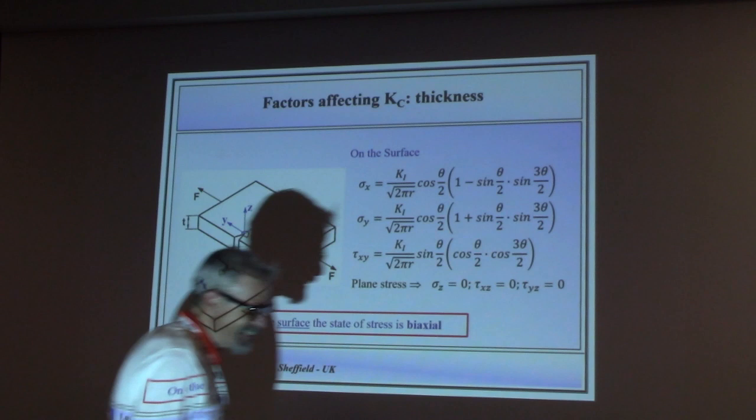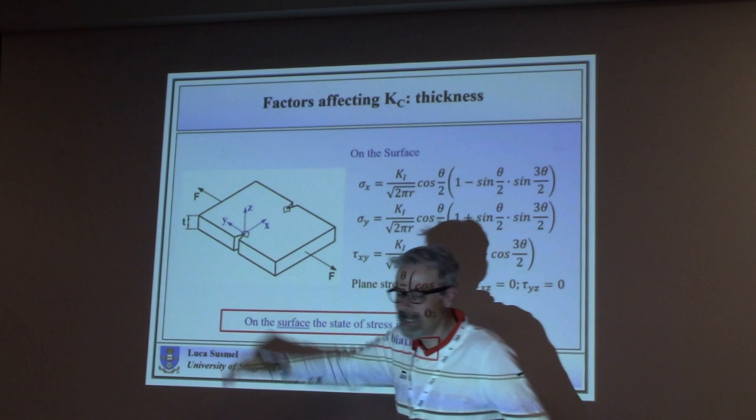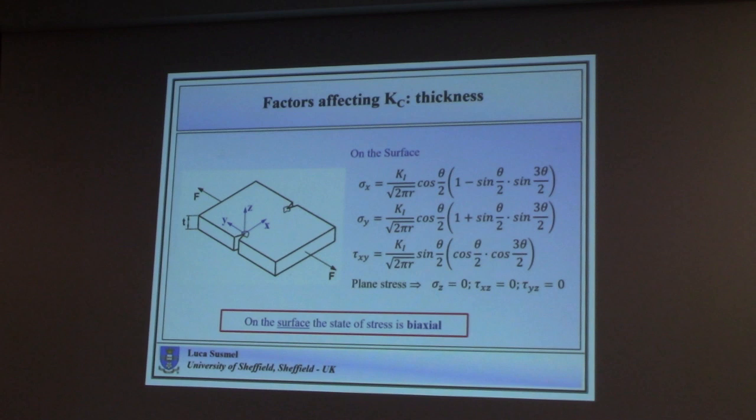Anyway, we can see that now the epsilon z is negative here. This means that the thickness in the vicinity of the crack tip tends to get smaller and smaller. So let's move. Here we have a biaxial state of stress. Let's move to the midsection.